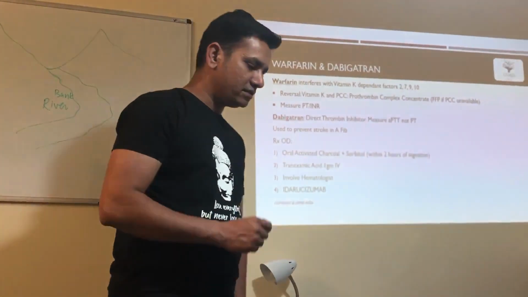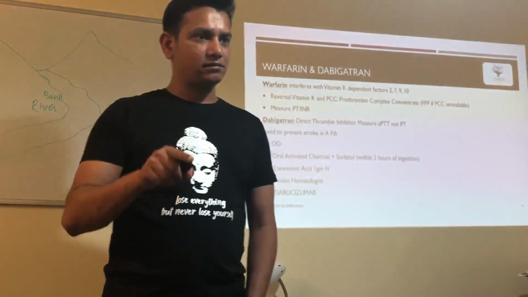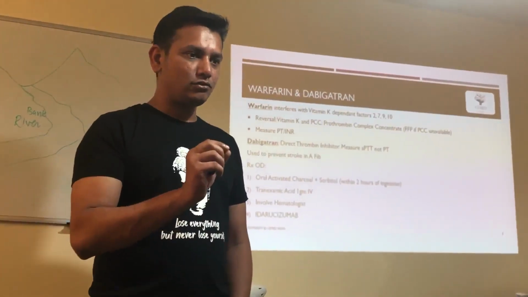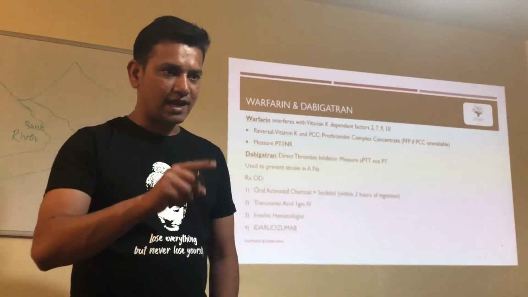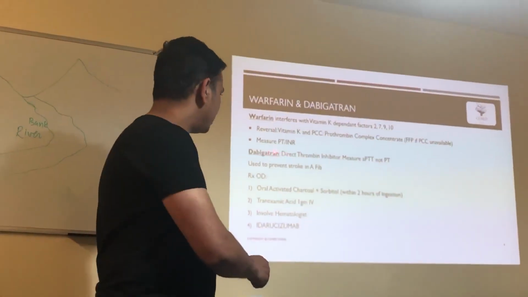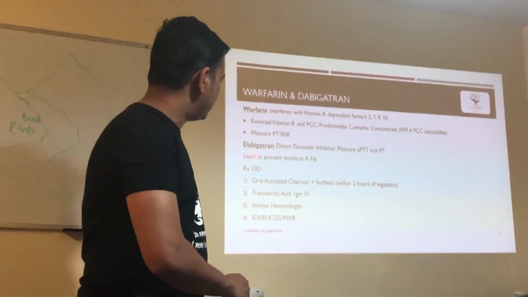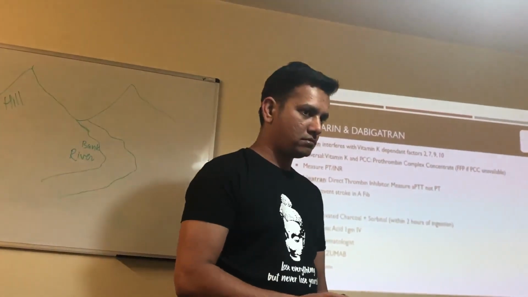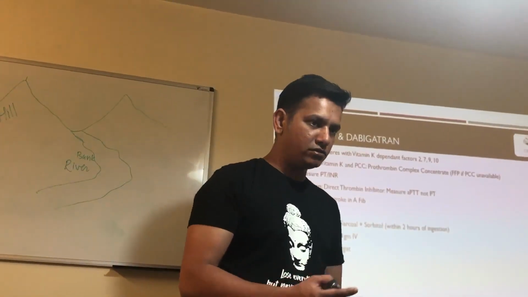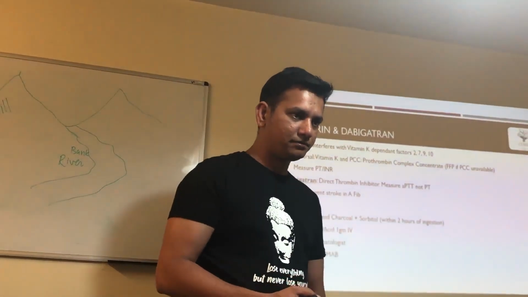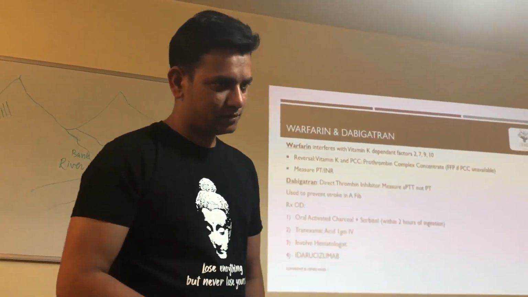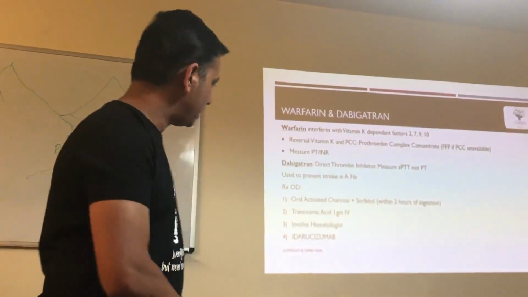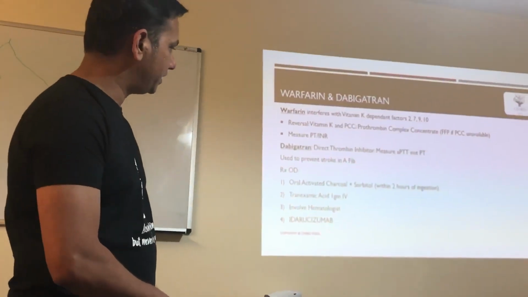Dabigatran, anything with tran, dabigatran, argatroban. This is a direct thrombin inhibitor. It is used for many things. How would you treat this? You give an antidote to dabigatran. What is the antidote? Idarucizumab. This is the antidote.